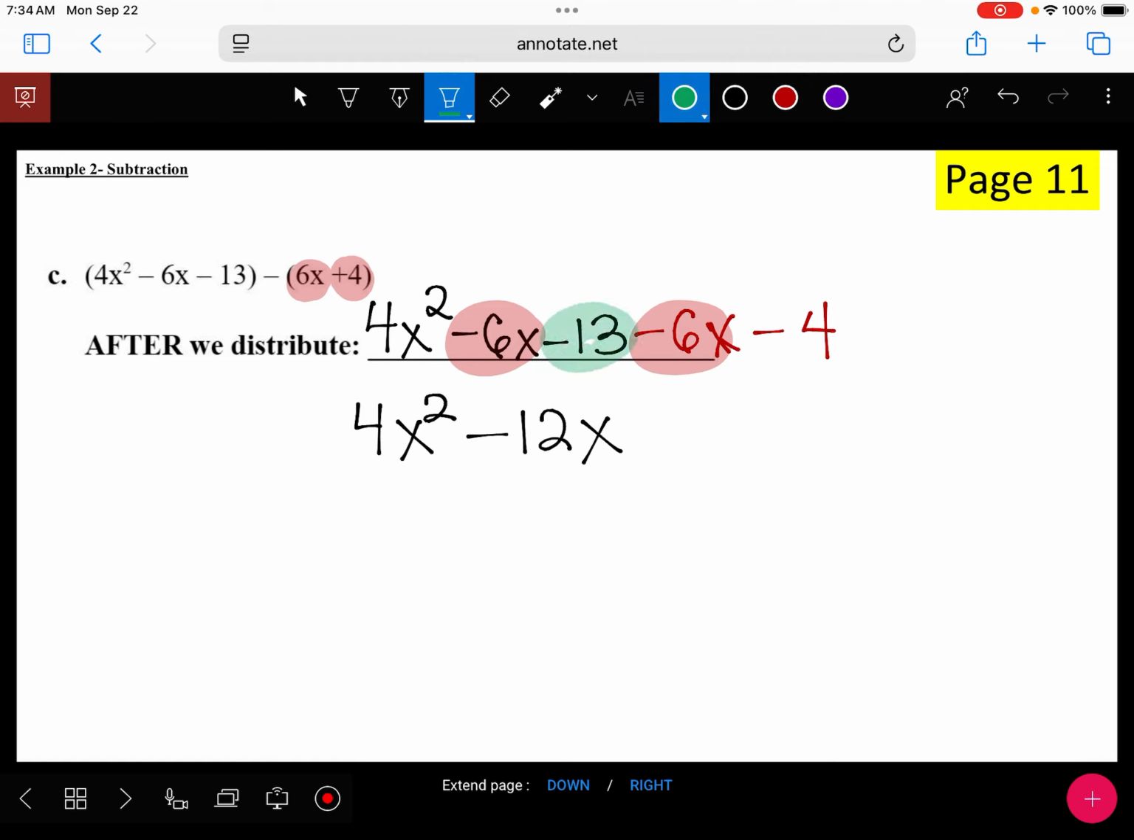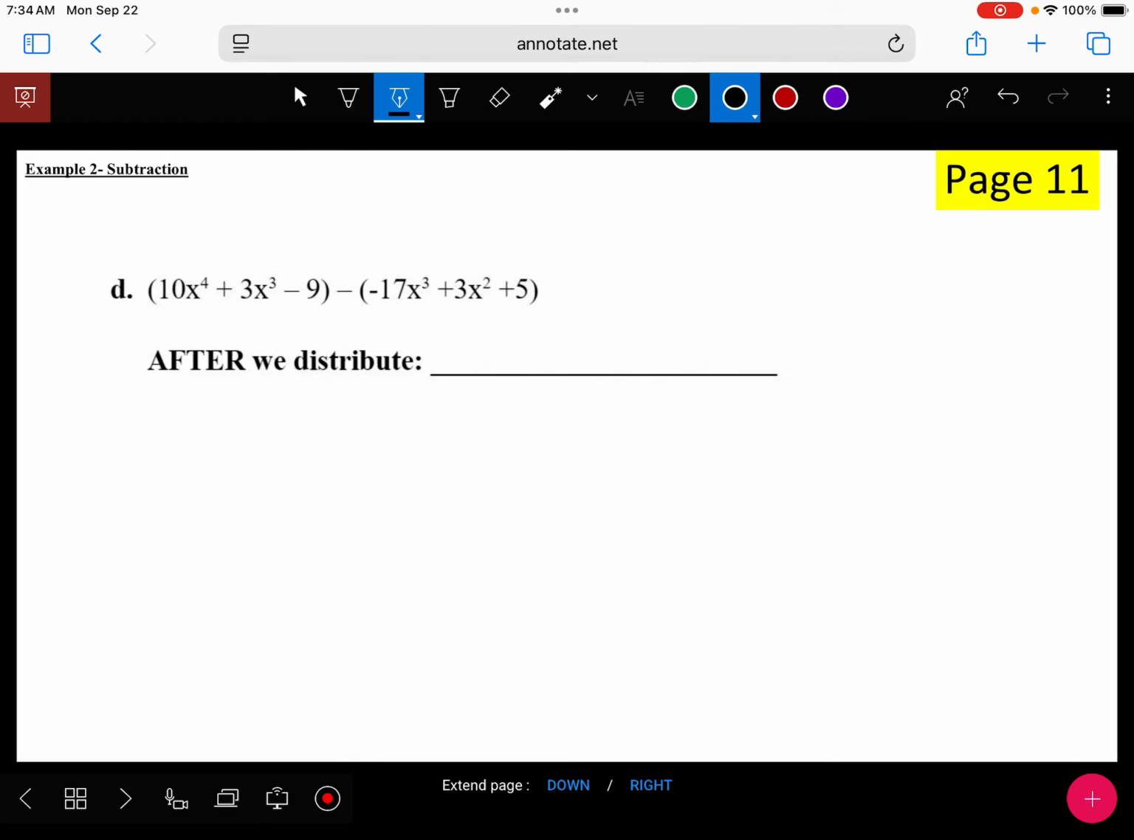And then I have negative 13 minus 4. Both negative. So when I add them, it's still negative. And that should be a negative 17. Raise your hand if you have that answer. All right, good job, y'all. This is going to be an easy lesson. All right, last one. Do this one by yourself, and then we'll start working through the homework.